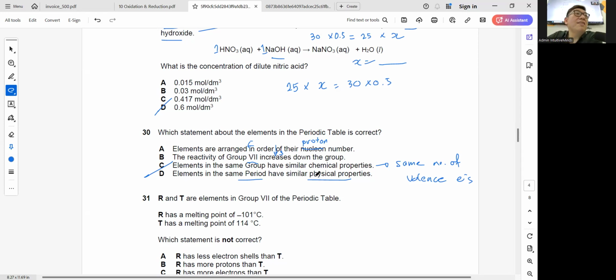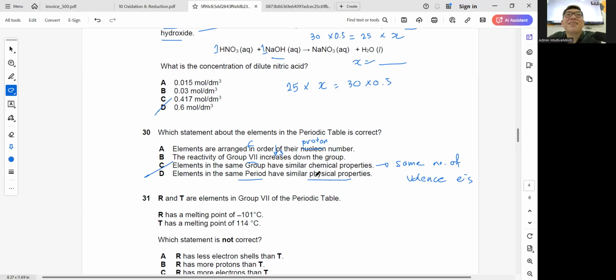Let's take a look at period 2. We have lithium. What's the state of lithium at room temperature? Solid, liquid, or gas? Solid. What's the state of fluorine at room temperature? Yes. So they do not have similar physical properties.